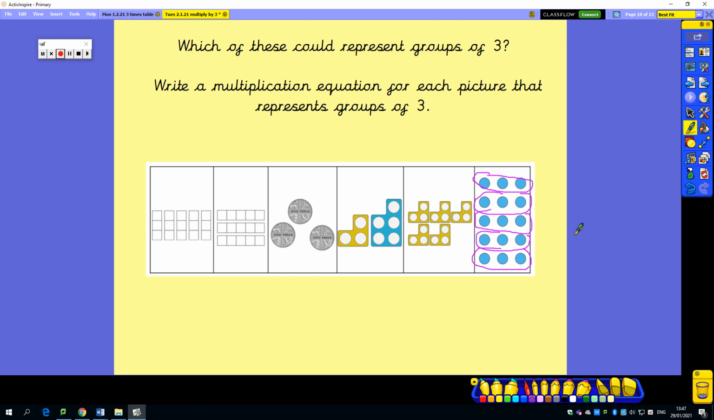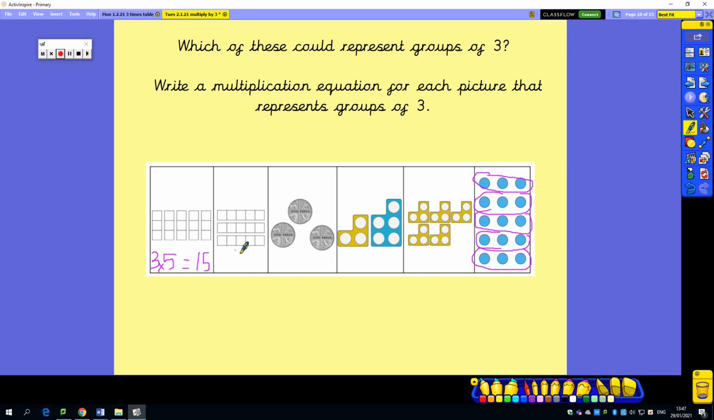Okay. So now we have found which ones do represent groups of 3. I would like you to write a multiplication equation for the picture that does represent a group of 3. So pause me and do that now, and then unpause me when you're ready to hear the answers. This one, groups of 3, and there's 1, 2, 3, 4, 5 groups of 3. So 3 times 5 equals 15. I've got 3, 5 times.